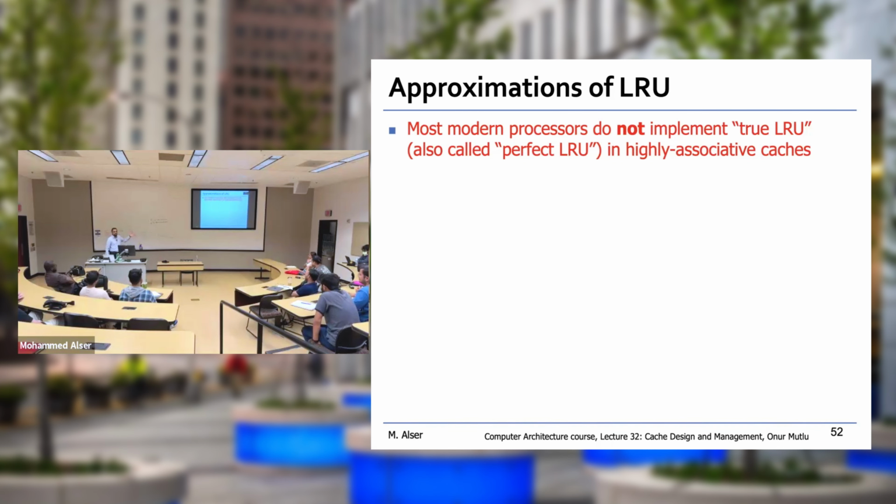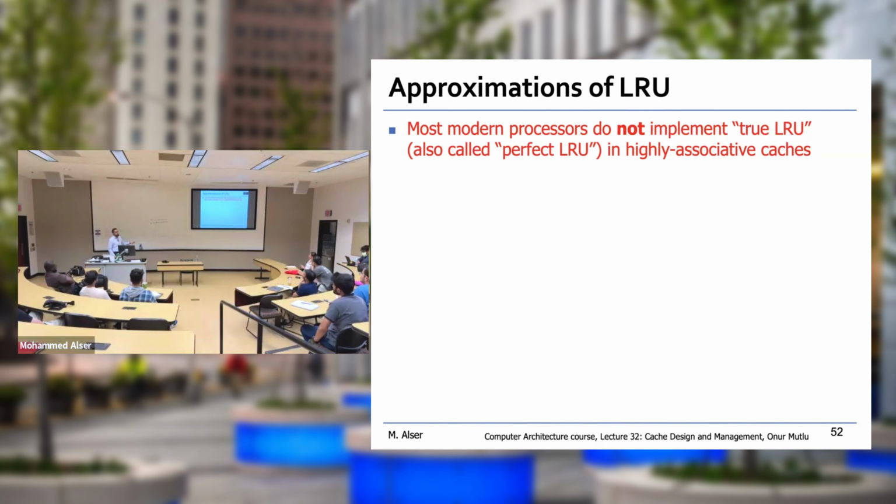Approximation of least recently used. As we said, least recently used does not scale well. Every time I increase the number of ways, I need to increase all the hardware, the number of bits, and so on. That's why most modern processors, if they implement LRU, and probably most Intel, at least i7, you will see something around LRU, which is a modified version of the least recently used, not the original one. That's why we talk here about approximation.